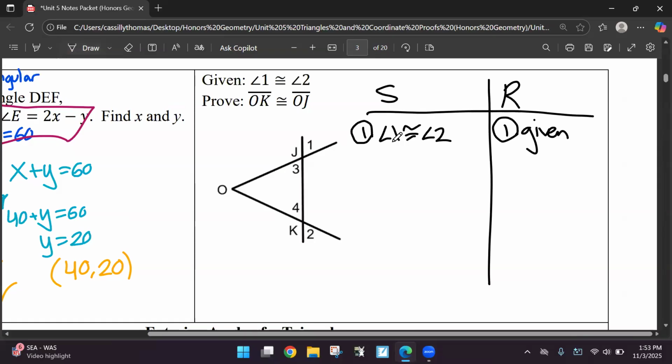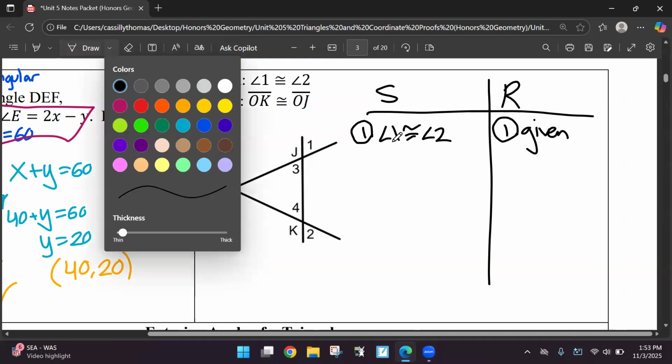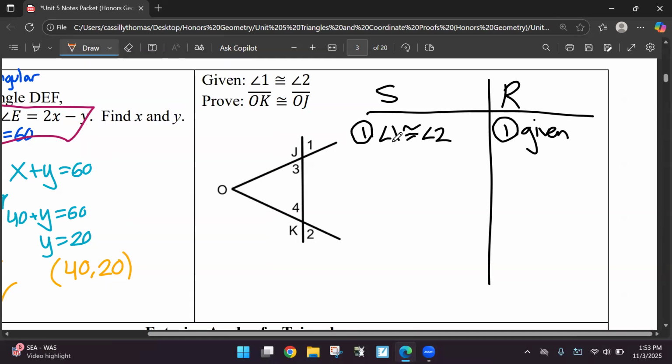All right, now, what do we need to do here? I've got some ideas, so if you want to try this one on your own, pause the video. But I think a good step 2 is let's look at our picture and see what we can get. I know that angle 1 is congruent to angle 3. All right. Why do I know that? Oh, because those are vertical angles.